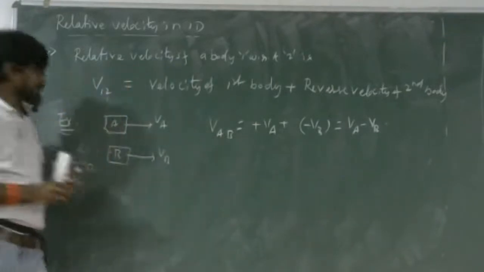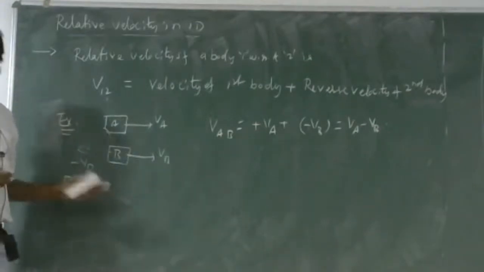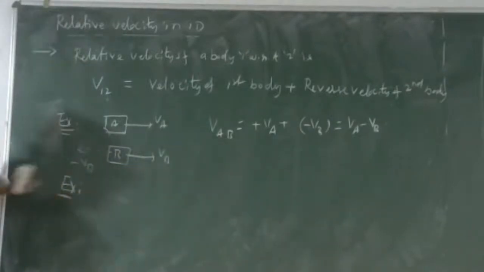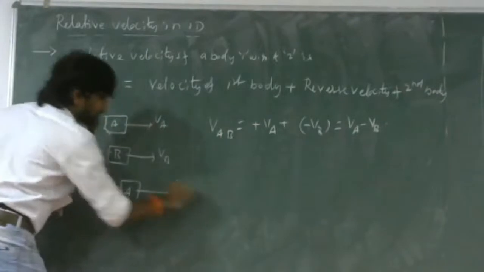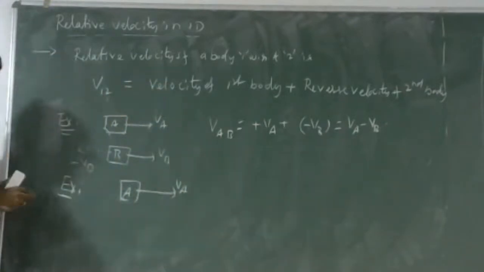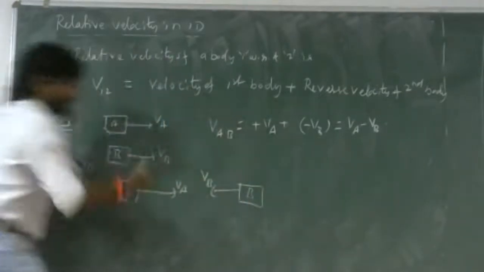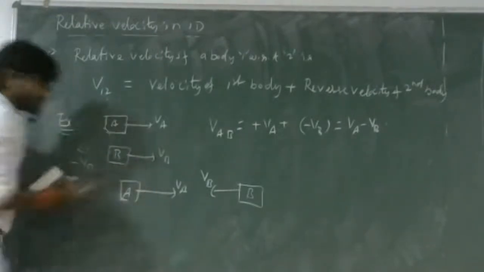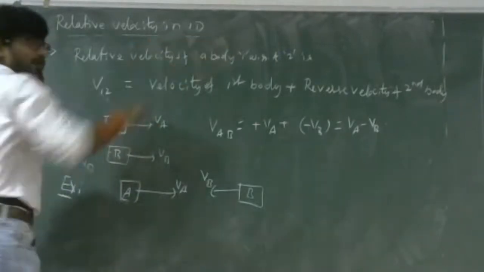Next example: find relative velocity of the two bodies shown in figure. Here, A is traveling with velocity VA to the right, and B is traveling with velocity VB to the left, in opposite directions. They are approaching each other. In the other case, traveling in opposite directions also means they may be moving away from one another.